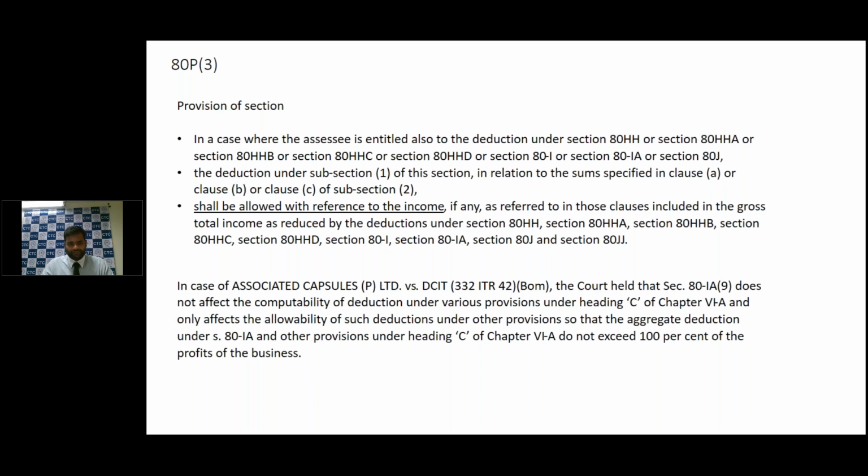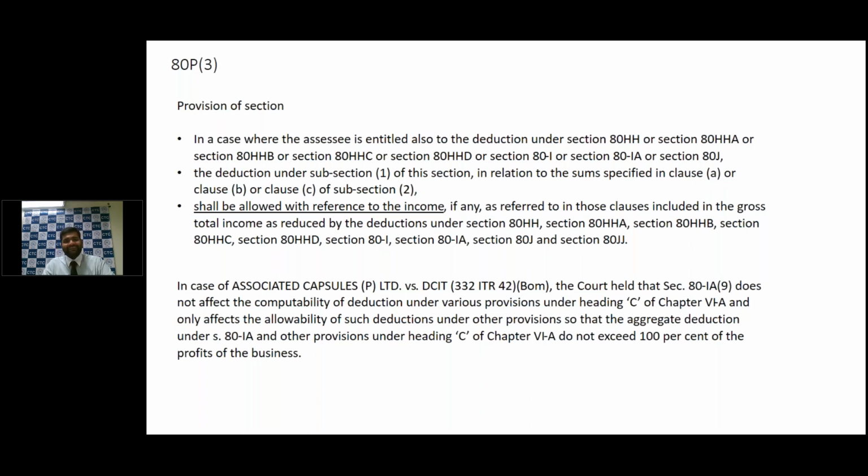I may just draw the attention of the viewers to the Bombay High Court judgment in the case of Associated Cashews, where double deduction was allowed or available under Section 80IA and 80HHC. There the court held that for computing the amount of deduction, you cannot reduce the income. It has to be computed independently, under 80IA and 80HHC, subject to the fact that the deduction should not exceed 100% of the profit.